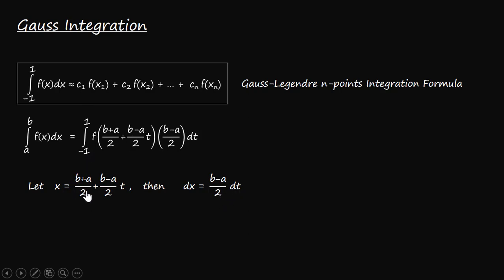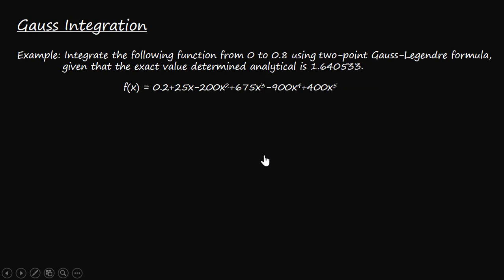We can see that when we substitute t equals -1, we will get x equals a. So for t equals -1, x equals a. For t equals +1, we will get x equals b. So the value of x, that is (b plus a) divided by 2 plus (b minus a) divided by 2 multiplied with the new variable t, works very well to convert the given limits of integration from a to b to -1 to 1.